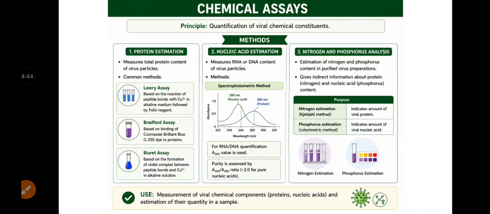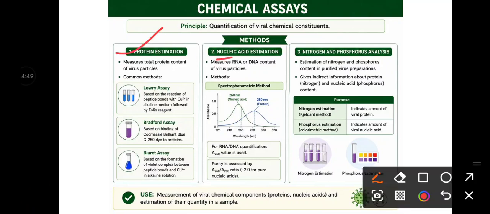So the chemical methods, the principle behind this, is estimation of either protein or nucleic acid, or by nitrogen and phosphorus analysis. So 3 methods are there. The first method is protein estimation. If anybody is working in a molecular biology laboratory, they might have heard about these assay names: Lowry method, Bradford assay, biuret assay. These are nothing but protein estimation assays, very standard methods for quantification of protein.